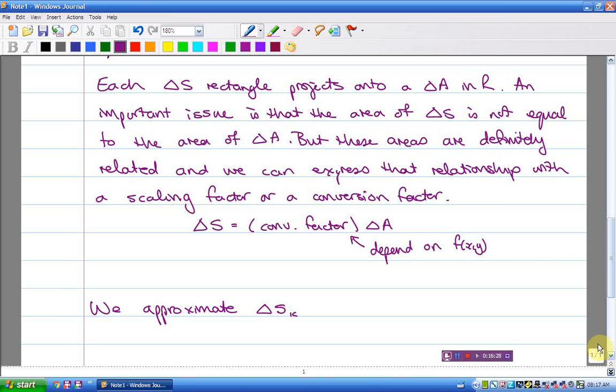Okay, everybody had their coffee this morning? You all had your Pronutro? You all had your Weet-Bix with extra sugar? Yay! We approximate delta S with its tangent plane.